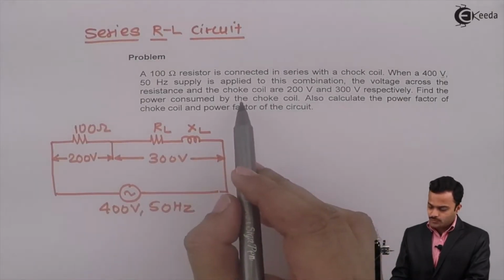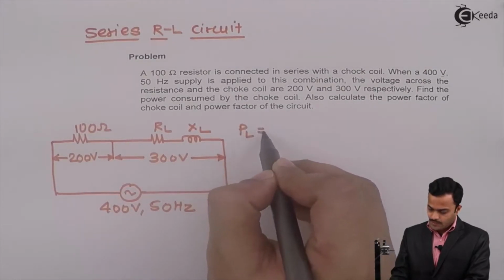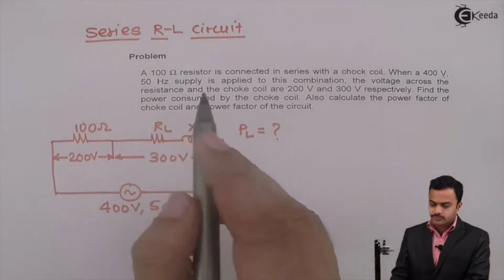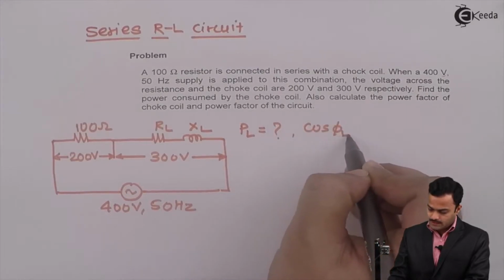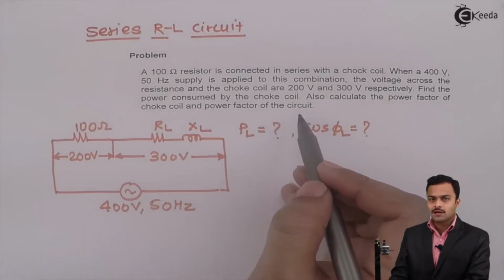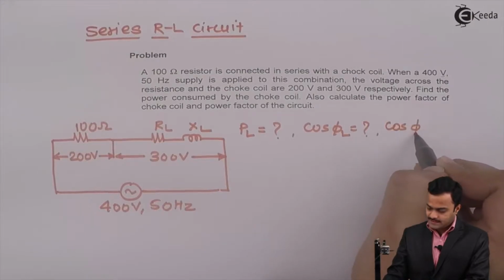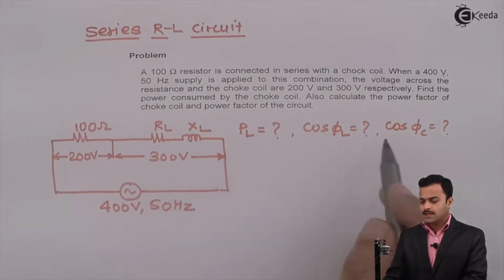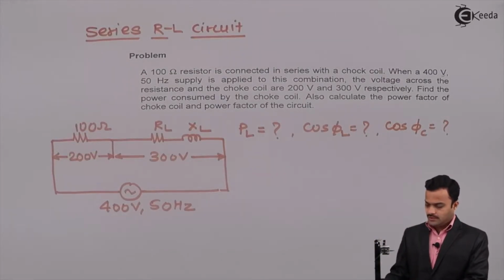Find the power consumed by the choke coil. So I will mention over here PL is the power consumed by choke coil. Power factor of the choke coil, so cos phi L is the power factor of choke coil, and power factor of the circuit, so it's cos phi C. C stands for circuit. So these are the unknowns we are supposed to find out. So let's solve.